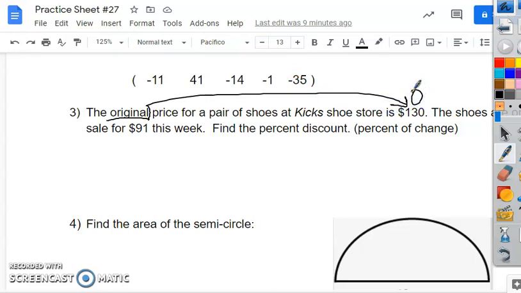The shoes are on sale for $91 this week. Find the percent discount or percent of change.